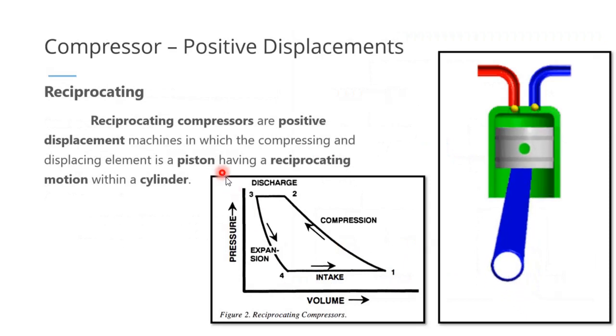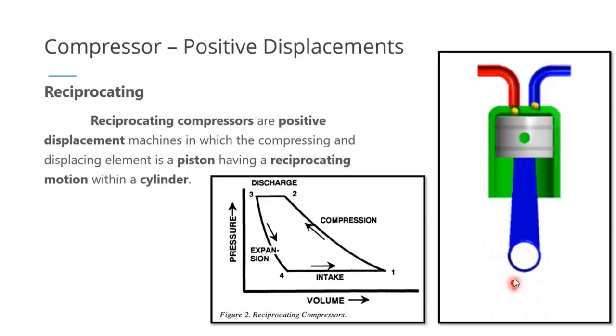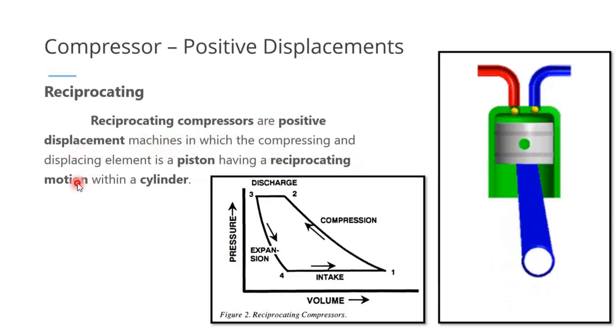Sige, isa-isayin natin yung compressor types. Una, we have reciprocating. So, reciprocating meaning back and forth motion of a piston. Ayan, so nakakabit siya sa crank rotational motion, then converted into reciprocating motion. So, reciprocating compressors are positive displacement machines in which the compressing and displacing element is a piston, having a reciprocating motion within a cylinder.